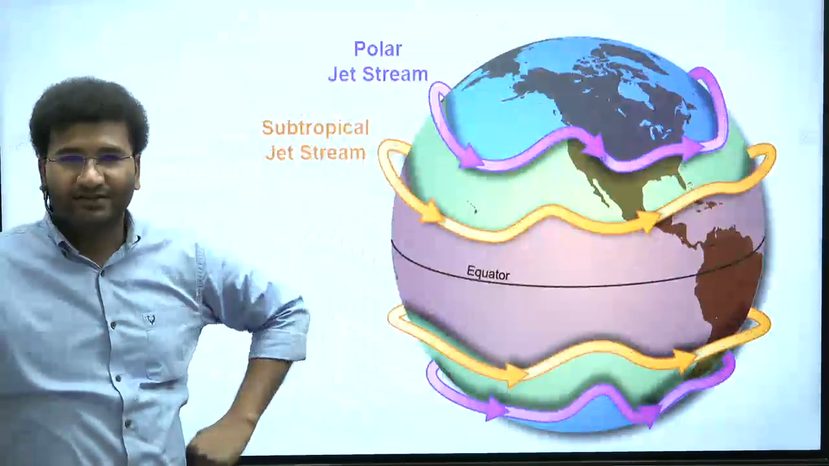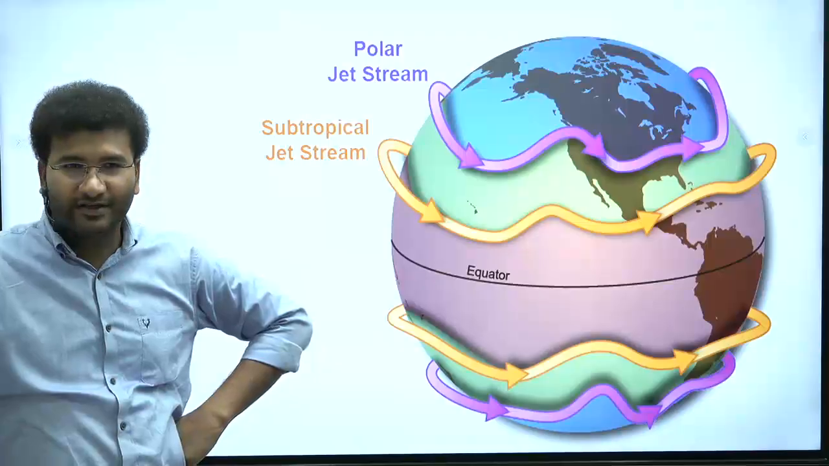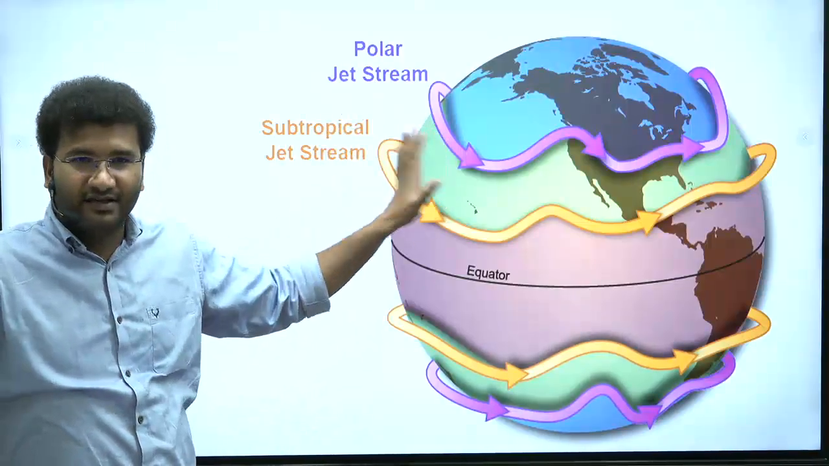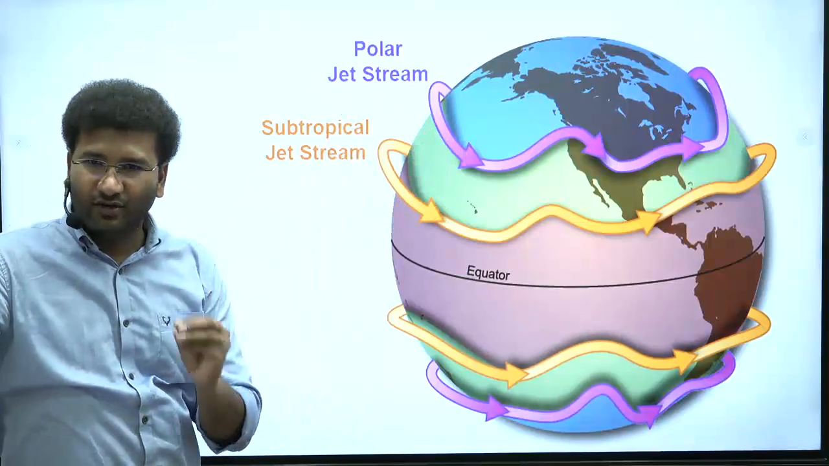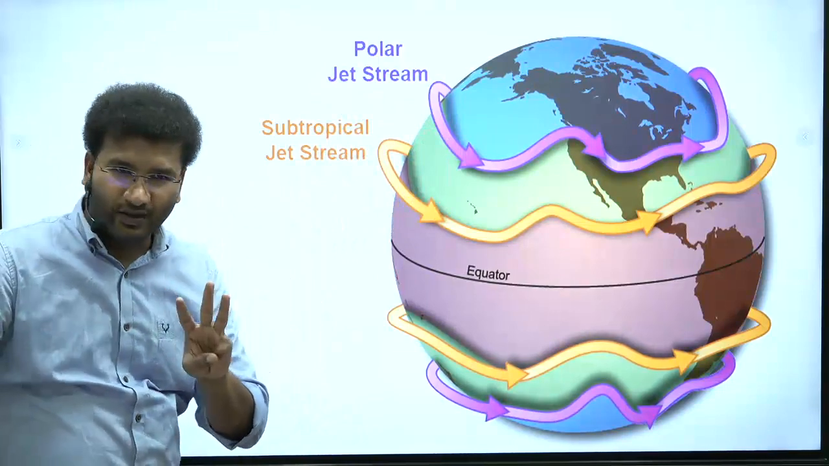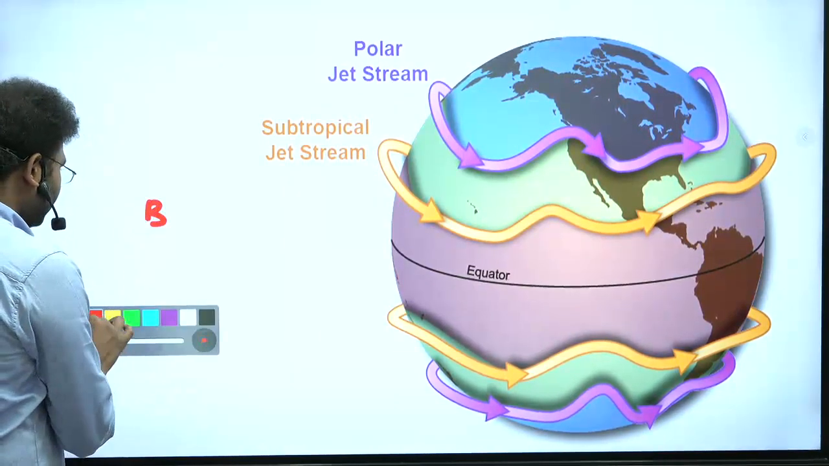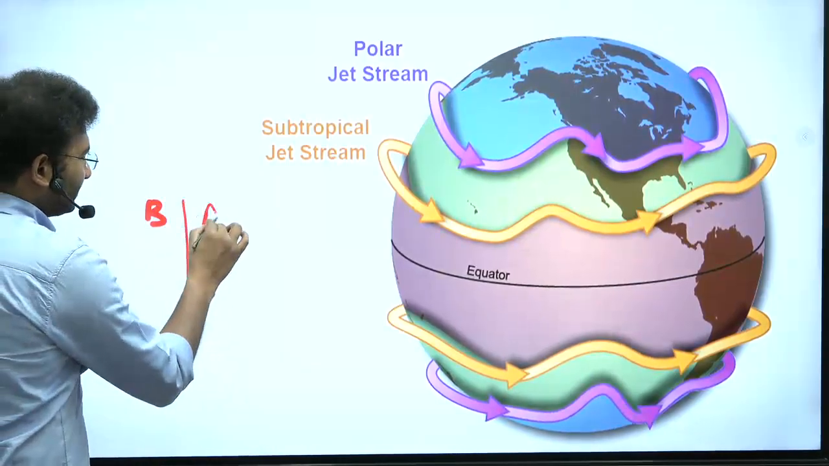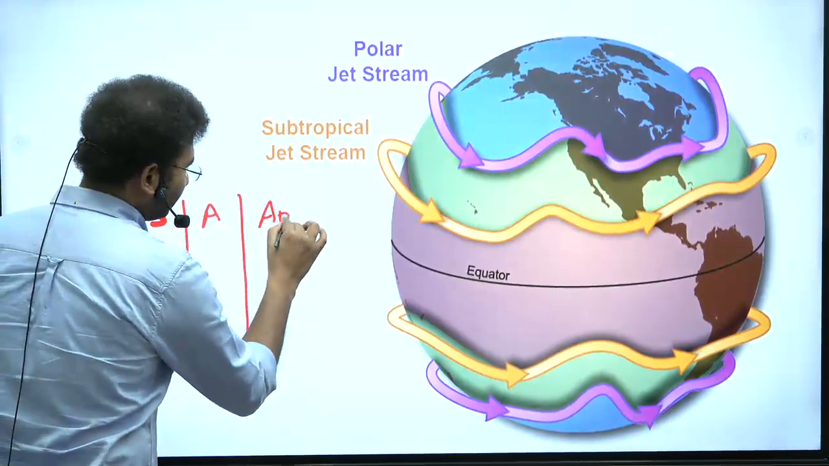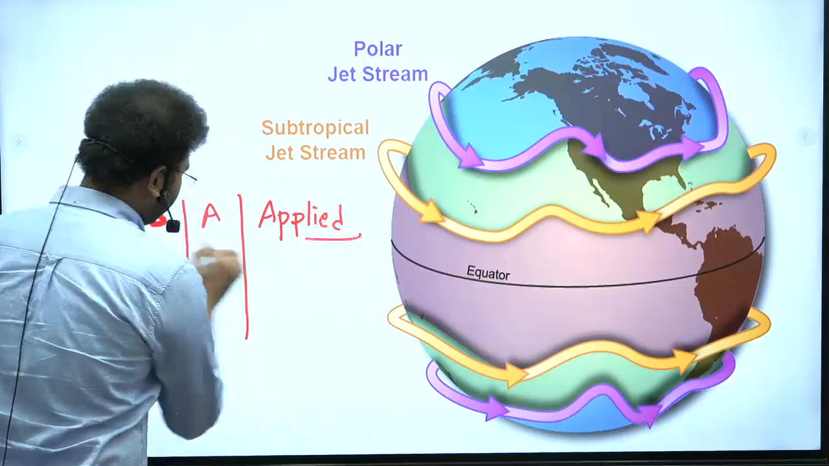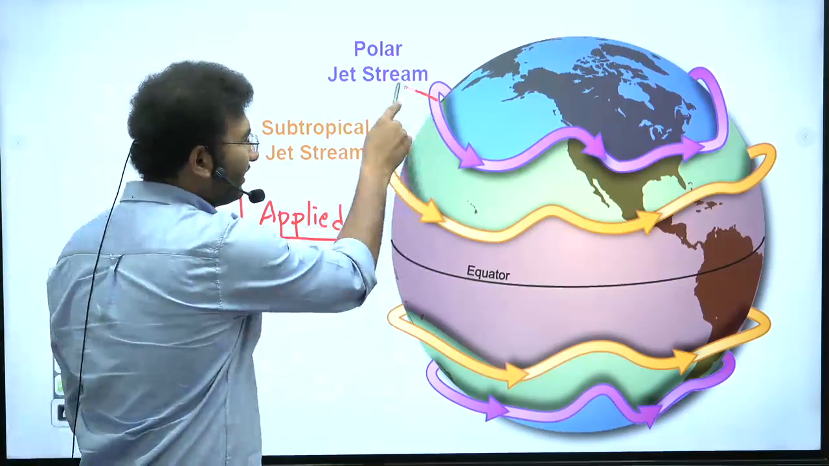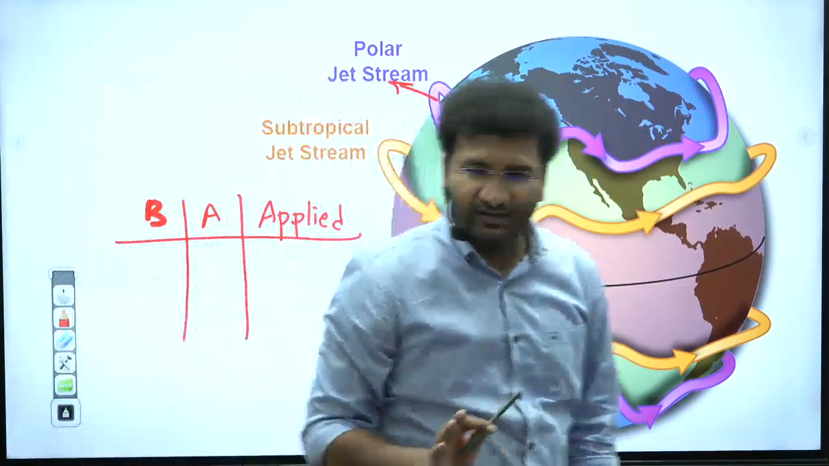This is how you have jet streams. Okay? We'll discuss this in a little more detail. See, geography has three stages. One, I consider as basic geography, one as advanced geography, and the third one as applied geography. Okay? Whatever we have discussed is just an introduction to jet streams.